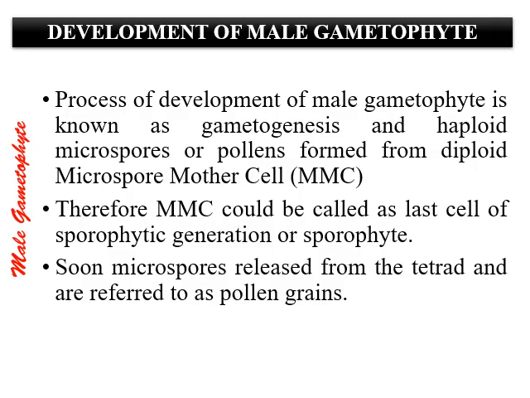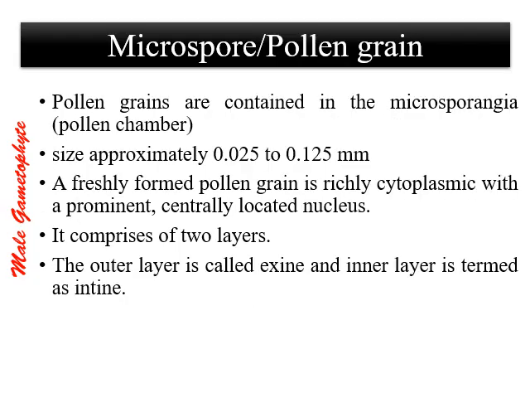Pollen grain is considered as the first phase of gametophyte, and the microspore mother cell is the last cell of sporophyte. As soon as microspores are released from the tetrad, they are referred to as pollen grains. Pollen grains are contained in microsporangia or pollen chamber. They have a size of approximately 0.0252 to 0.125 mm.